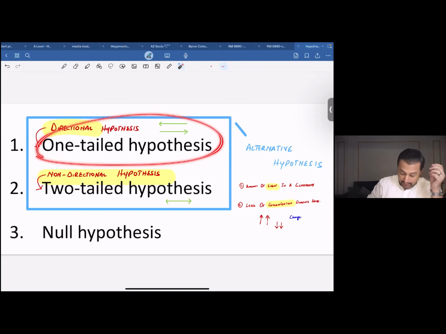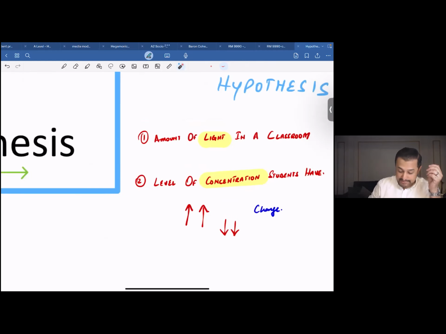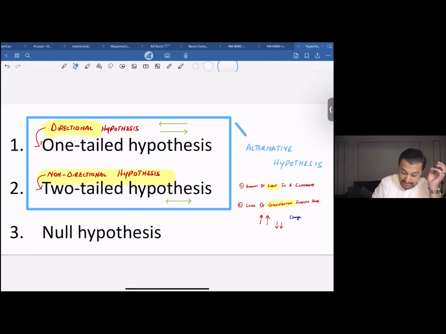On the other hand, a two-tailed hypothesis is when you do show that there would be a change, but you're not sure what direction that change would be in. A two-tailed hypothesis, as the name suggests, is also referred to as a non-directional hypothesis.